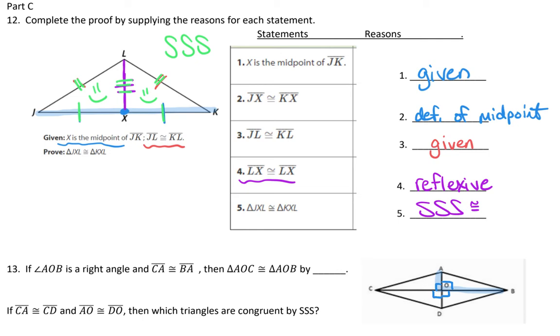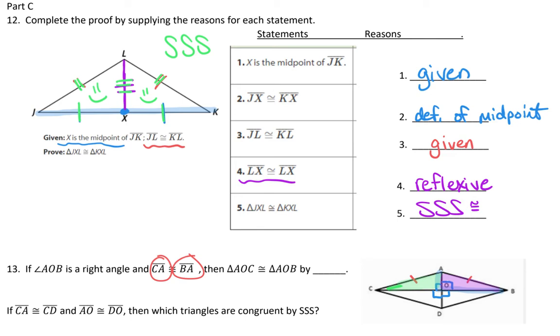And now it says that CA is congruent to BA. Then AOC, all right, let's find angle AOC. I'm going to color it green. Angle AOC, triangle AOC. So this green triangle here, oh, let me get a highlighter. So this green triangle right here is congruent to this purple triangle here. AOB, and I need to know why.